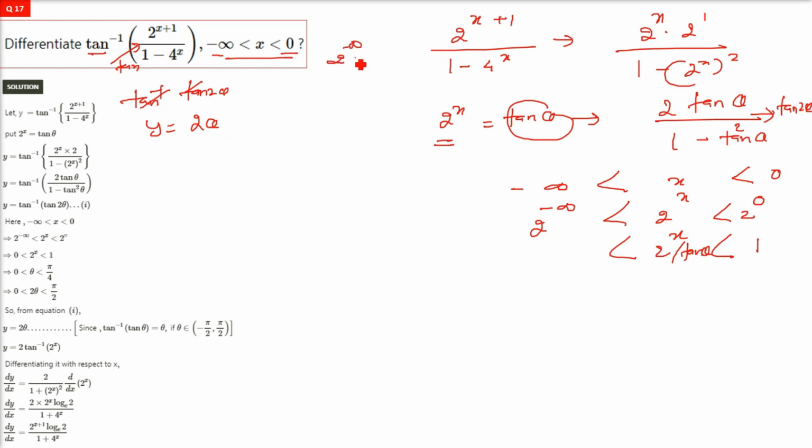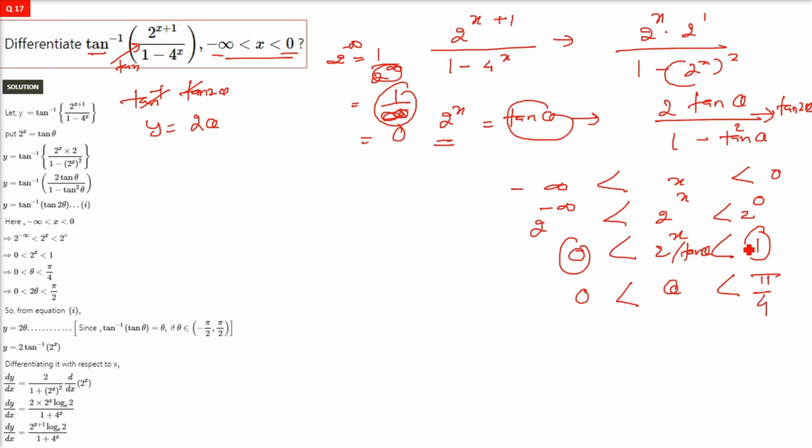So 2 to the power minus infinity is 1 by 2 to the power infinity. Anything to the infinity is infinity, and 1 divided by infinity is what? 0. 1 by infinity is 0. So this ultimately becomes 0. 2 to the power minus infinity, you can replace it by 0. So write it 0. Okay. So 0 and 1, no problem. And what is the value of tan so that you get 1, and what is the value of tan so that you get 0? So it is simply pi by 4, and 0 is of course 0. Tan 0 is 0. So your theta is bounded by 0 and pi by 4.